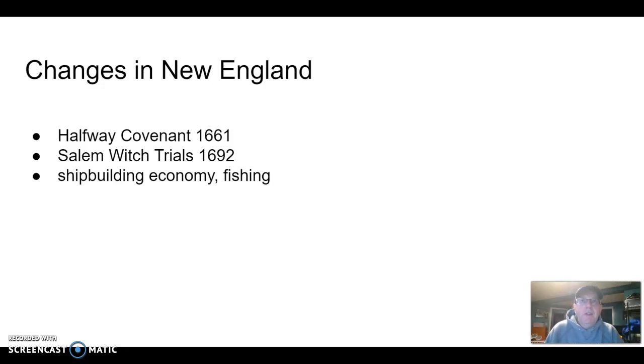Economically, by the end of the century, New England has turned towards fishing and shipbuilding. All these forests are combed for their lumber, which is used to build ships which, as we're going to see in the next video, are transporting a lot of the goods of the Atlantic trade, including the slave trade. And fishing has a slavery connection that we're going to see: they're supplying food to the West Indies. So that's an economic change. You don't see that in 1620, but you see it by 1700.